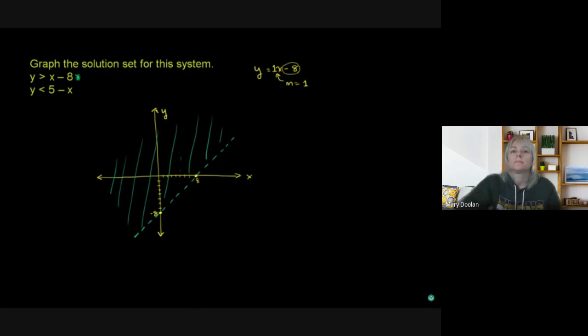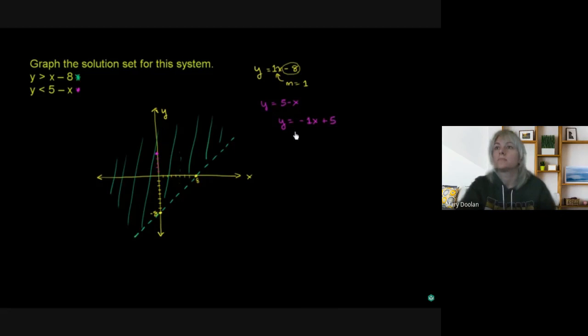Now let's do this one over here. The boundary line for it is going to be y is equal to 5 minus x. So once again, if x is equal to 0, y is 5. So 1, 2, 3, 4, 5. And then it has a slope of -1. We could write this as y is equal to -1x plus 5. That's a little bit more traditional. So once again, y-intercept at 5. It has a slope of -1.